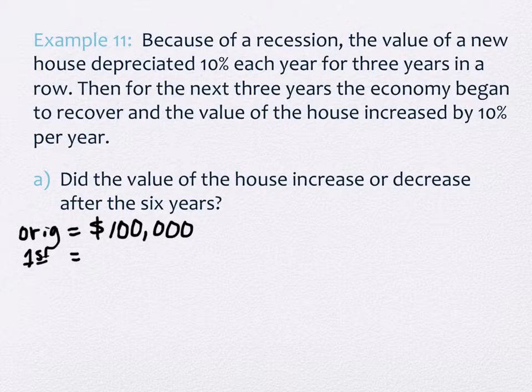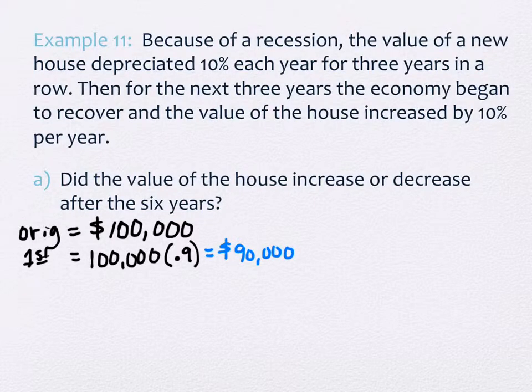So we're going to take my 100,000 and multiply by 0.9, and that gives me the cost of the house after it went down the first year: $90,000. What would I have to do for the second year? Squared, exactly. I can do the same thing, just multiply by 0.9 again.